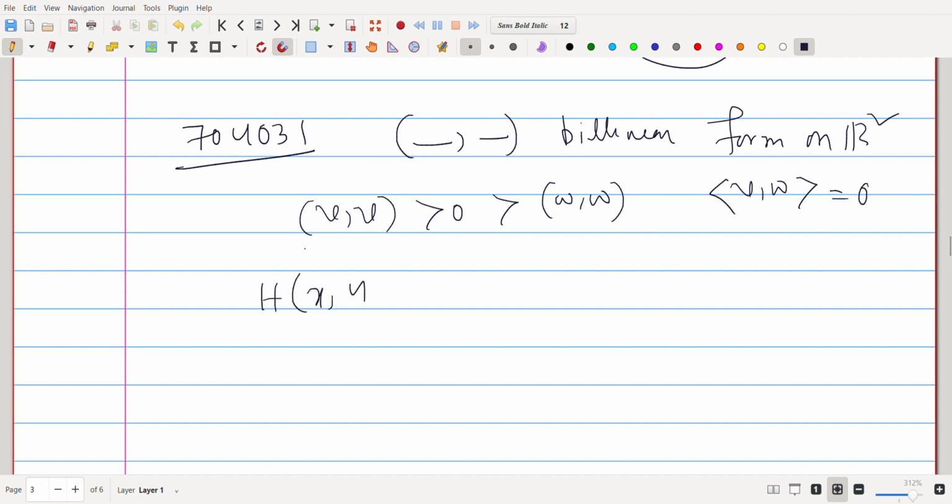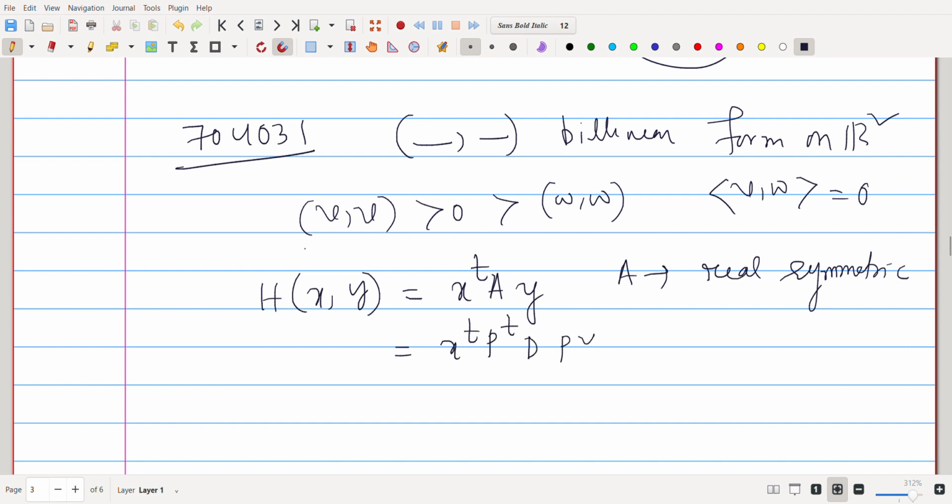That means if I write this bilinear form as H, it is the same as H of x comma y equals x transpose A y, where A is real symmetric, because this is a symmetric bilinear form. Then which of the following is true? Okay. So I can diagonalize A, right, and write it as P transpose D P. It is the same as Px transpose D Py.